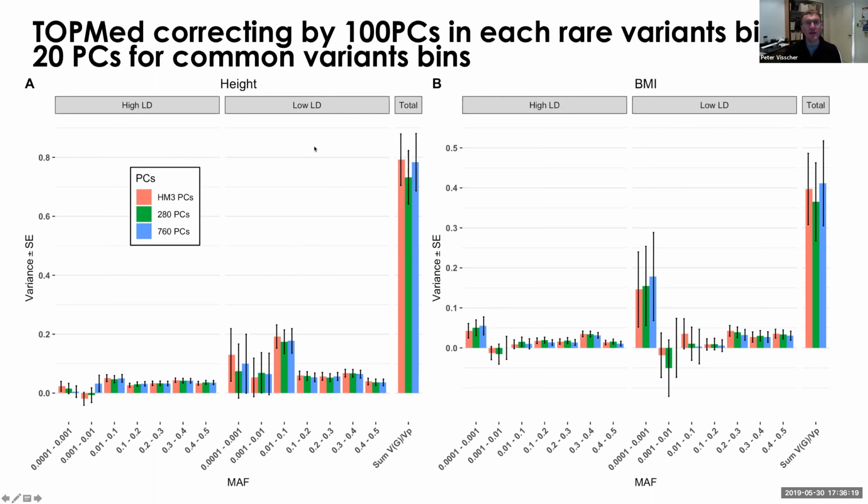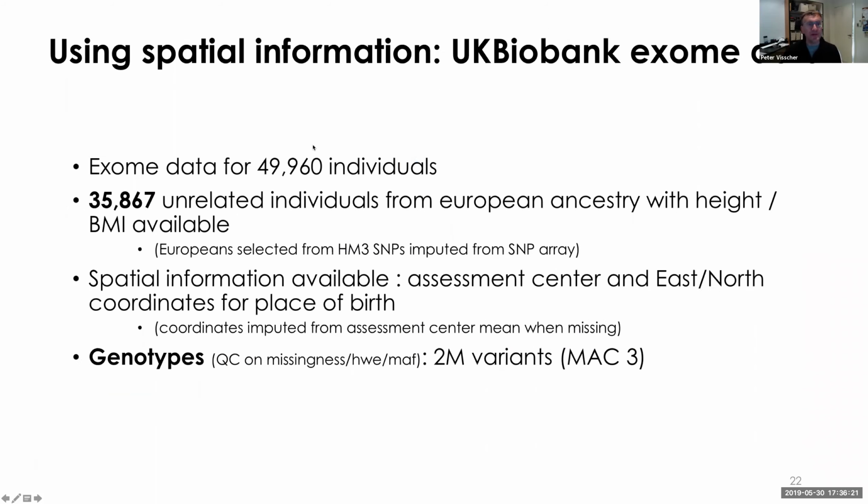This is again not in the preprint, where we took advantage of the recent availability of exome sequence data in the UK Biobank. So this is clearly not whole genome sequence data, but it's still useful because the UK Biobank contains spatial information where people were tested and where people were born.